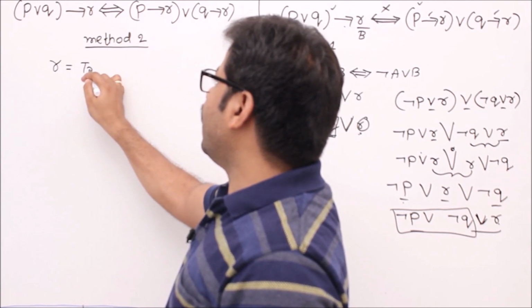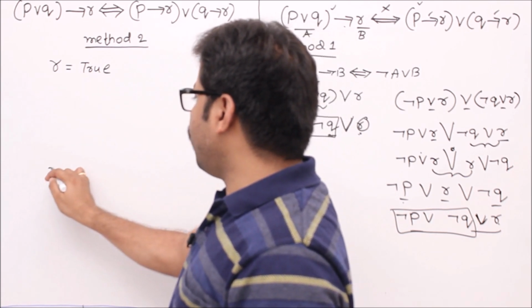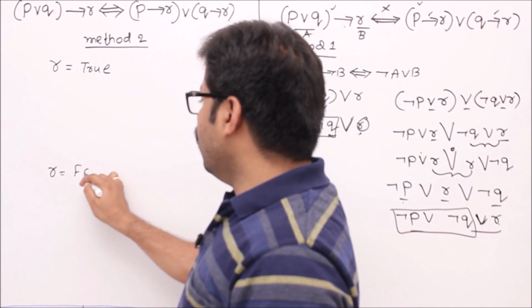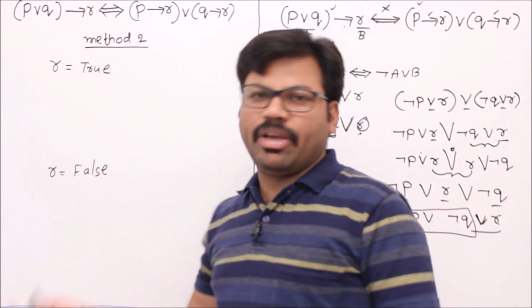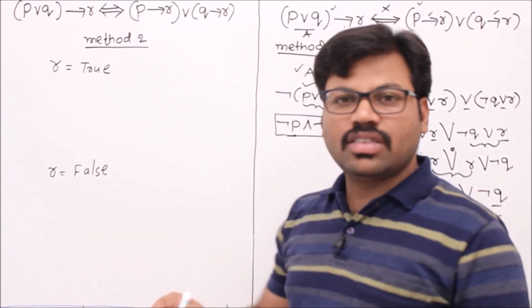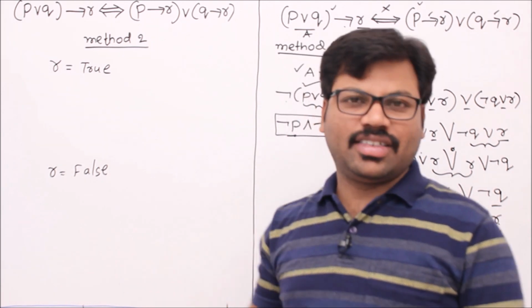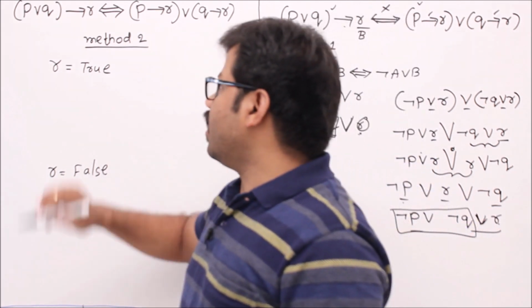First time I keep R value true, second time I keep R value false. Really these two formulas are equivalent. When R value true they should be equivalent, and when R value false also they should be equivalent. That's it. So let me try that.